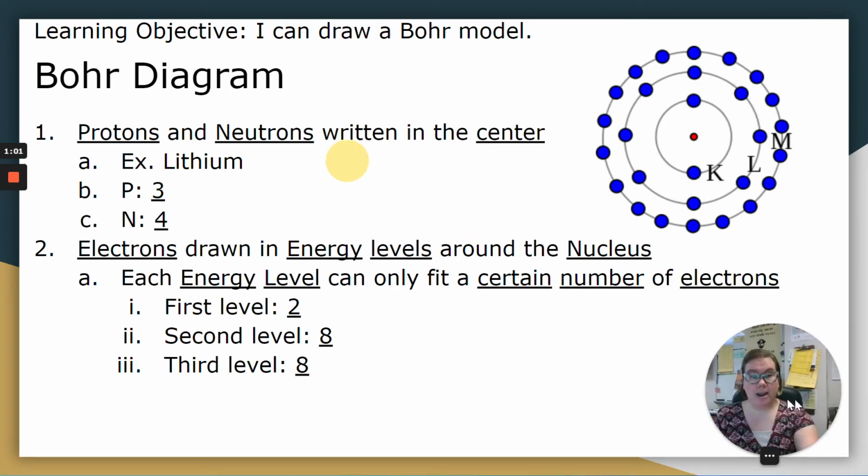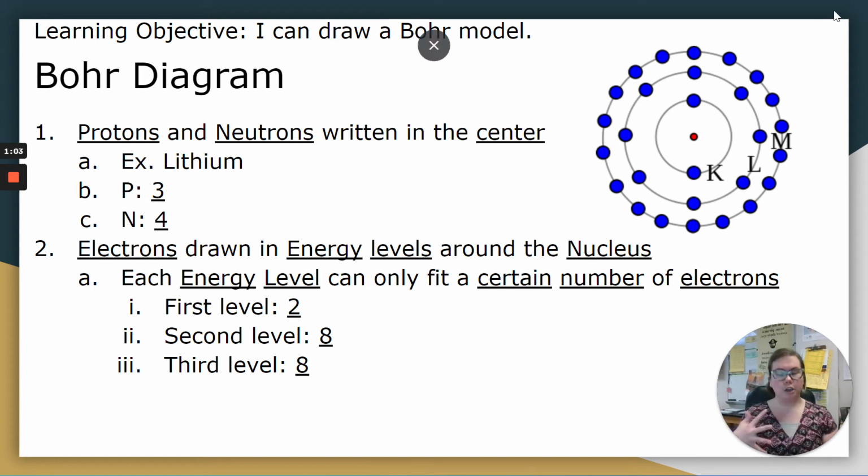Bohr diagrams. So this is kind of what we're going to learn how to draw. It has protons and neutrons written in the center, like we're literally just going to write the numbers. But this Bohr diagram overall is a way to show what, how many, and where all of these particles are. So protons, neutrons, and electrons.